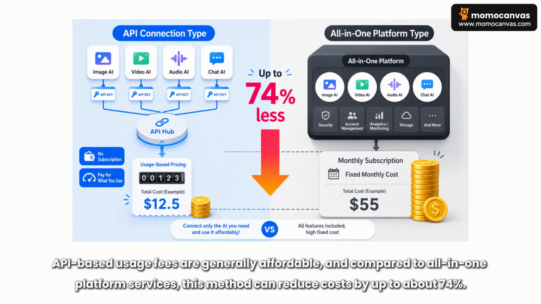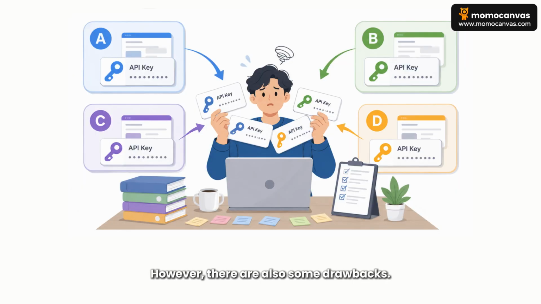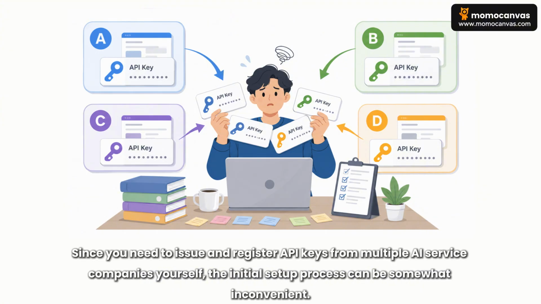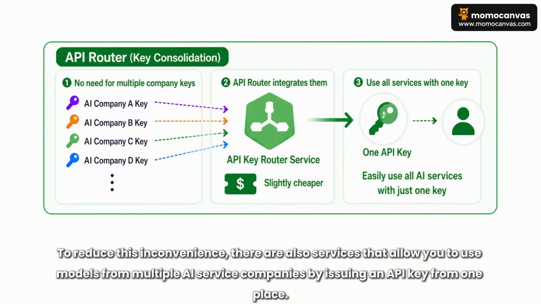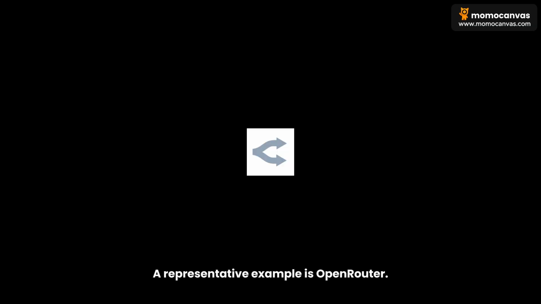API-based usage fees are generally affordable, and compared to all-in-one platform services, this method can reduce costs by up to about 74%. However, there are also some drawbacks. Since you need to issue and register API keys from multiple AI service companies yourself, the initial setup process can be somewhat inconvenient. To reduce this inconvenience, there are also services that allow you to use models from multiple AI service companies by issuing an API key from one place. A representative example is OpenRouter.